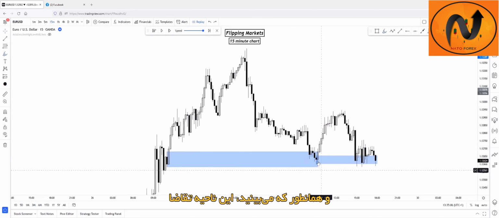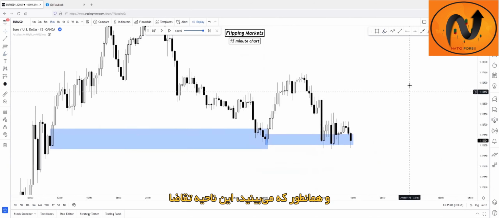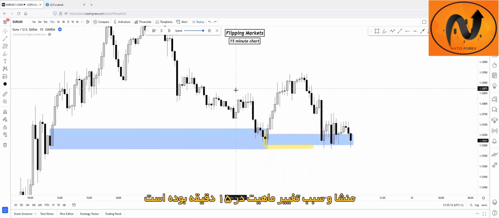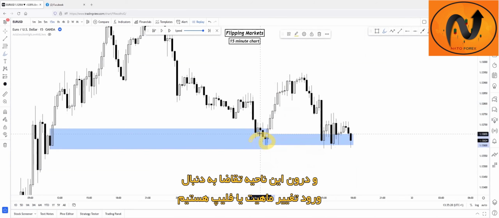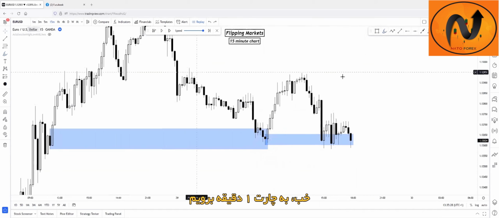this demand zone right here, I will just zoom in, this demand zone right here caused the change of character, the 15-minute change of character here. So this will be our 15-minute demand zone that we are looking for. And we are looking for an entry example, for example, a change of character, a flip, or a cancellation inside of this demand zone. Okay, let's switch to the 1 minute.